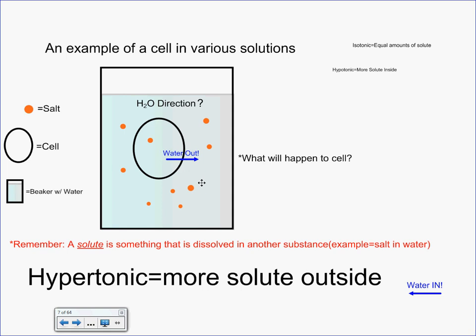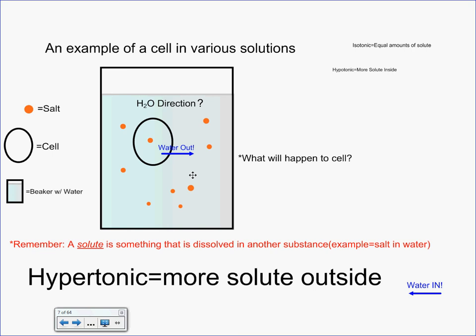The water goes where there's more dots, right? So this solution here is what we call hypertonic to the cell. Water will go out. What's going to happen to the cell then? It's going to shrink. So what is that? Can you think of a situation in real life where this would happen to you? Where your cells would shrink and shrivel up and lose water?